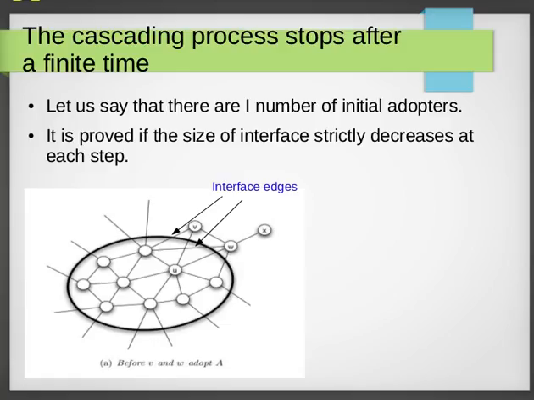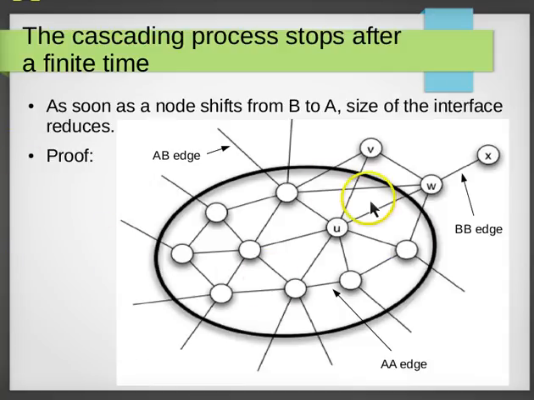Let's try to prove that the process of cascading will stop after a finite time. So let us say that there are initially I number of adopters, that is, there are I number of people who adopt technology A in the starting. We have 3 kinds of edges here. I would like to explain it with this slide. You know that inside this oval, all the nodes adopt technology A, and outside are the ones who are still on technology B.